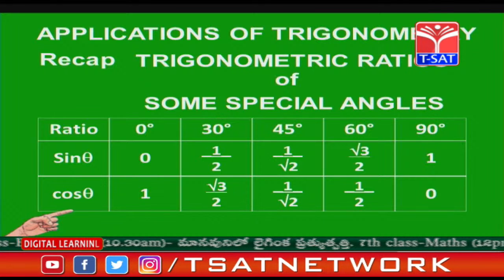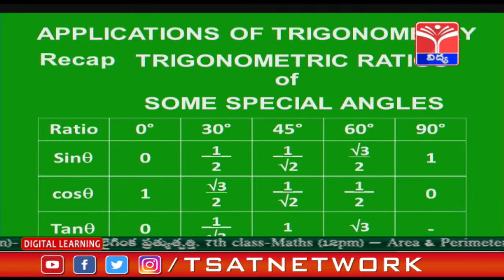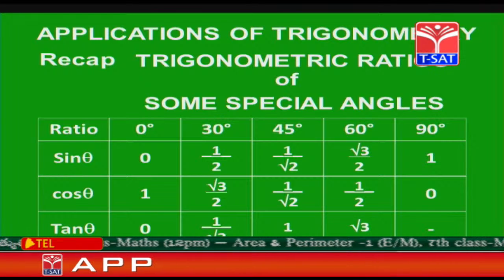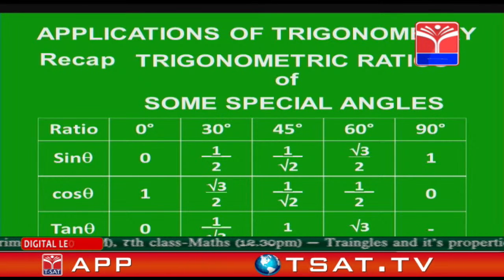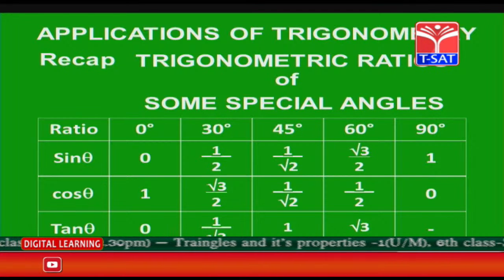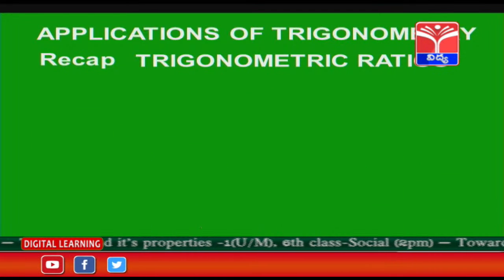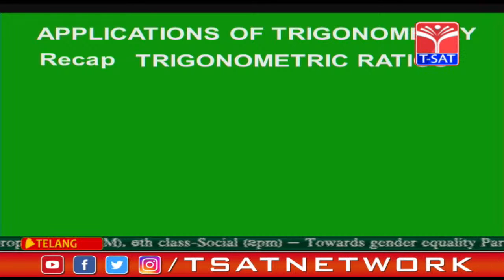We have the tan theta, isn't it? You are able to see the table which is going to give the values of some special angles, right? Now, not only this, we have 3 more trigonometric ratios, but how these ratios are being arrived, let us recap them.